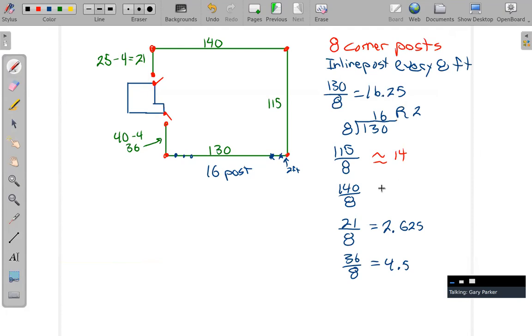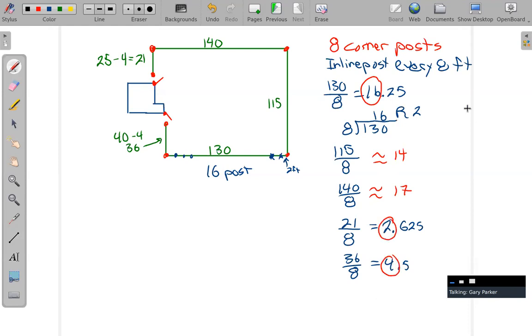And then what's this one? Let's see, the 130 was 16, got that. The 115 is 14 posts. The 140 is 17 posts. And then 2 posts here and 4 posts there.